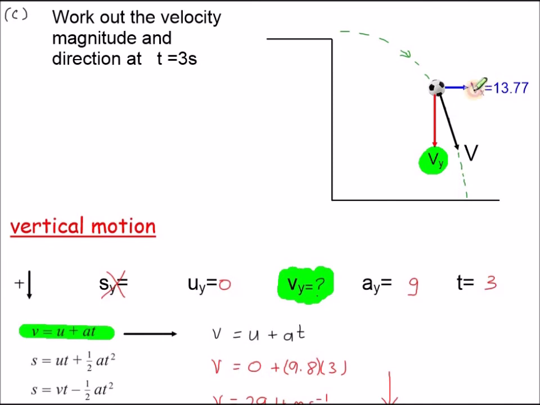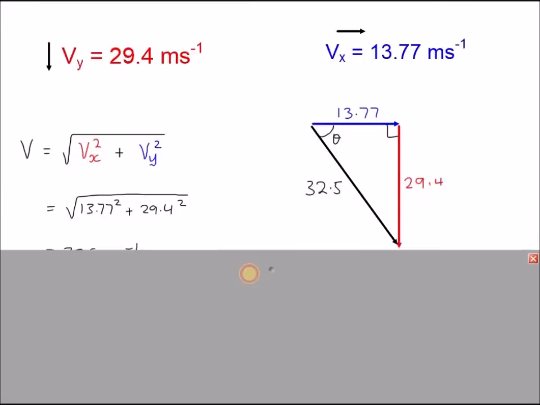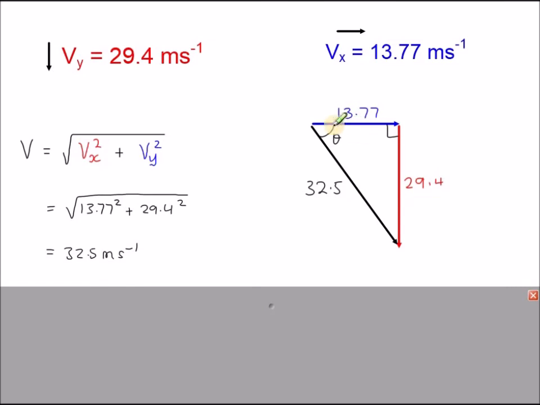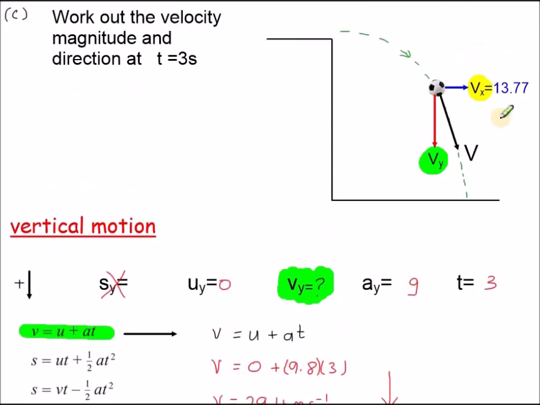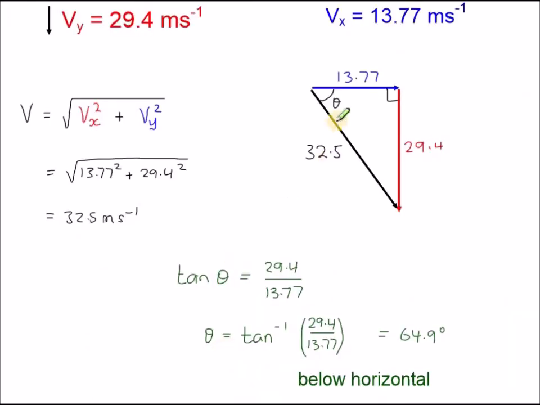So now we have both of these velocity components worked out. We can represent them on a right angle triangle, horizontal, vertical. Using Pythagoras' theorem, that means v is equal to 32.4 meters per second. This velocity here, this is what we've just calculated, the magnitude of this. To work out the direction, so where the arrow is pointing, we need to do some more trigonometry. So tan theta is the opposite over the adjacent, so we get theta as 64.9 degrees, and it's below the horizontal. We need to state this as well.